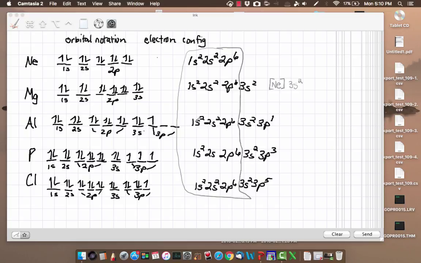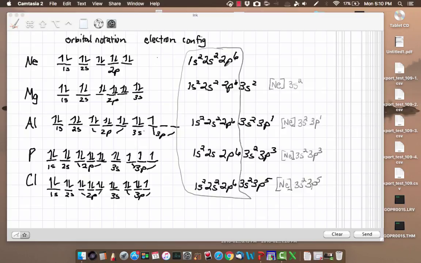Again, with aluminum, everything up until this point is the same as neon. So the noble gas electron configuration would have neon in a bracket, and everything beyond that is the rest of the configuration. The pattern is very similar for each of these. And just like that.